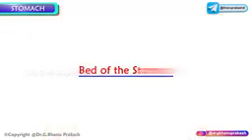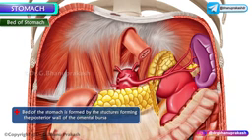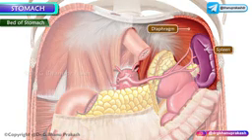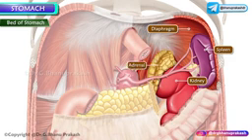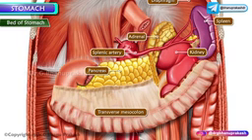Now, what is the bed of the stomach? The bed of the stomach means the structures on which the stomach rests in the supine position. So here the bed of the stomach is formed by the structures forming the posterior wall of the omental bursa, right? If you remove the omentum, you can see the structures which are related to the posterior wall of the omental bursa. And if you see these structures from superior to inferior, you can see the left dome of the diaphragm, spleen, left kidney and its suprarenal gland, splenic artery, pancreas, transverse mesocolon. All these structures form the bed of the stomach.